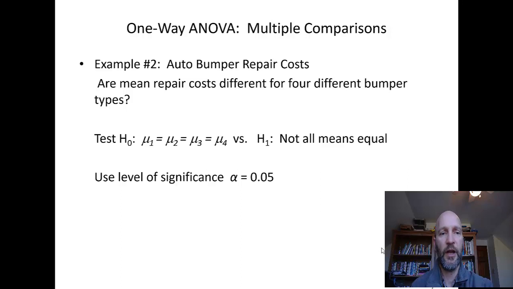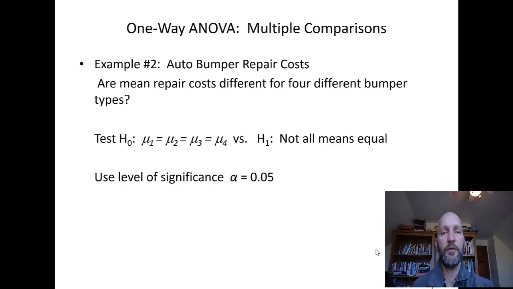We have 4 different types of bumpers, and the manufacturer wants to know which one is the most expensive or the least expensive to fix. The null hypothesis that we're using is that mu1 is equal to mu2 is equal to mu3 is equal to mu4. In other words, all of these things have the same cost, and null hypothesis means give the benefit of the doubt to the things being equal. That's always going to be the case with analysis of variance, and the alternative is that at least one of them is different than the others.